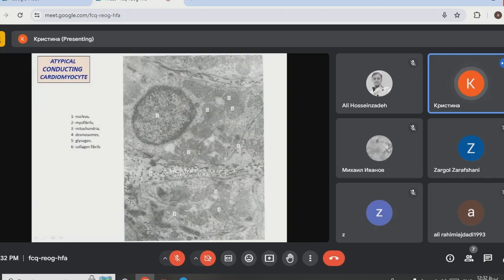This is how an atypical conducting cardiomyocyte looks in an electron microscopy picture. So you can see its nucleus, and myofibrils are not in a high order of organization.